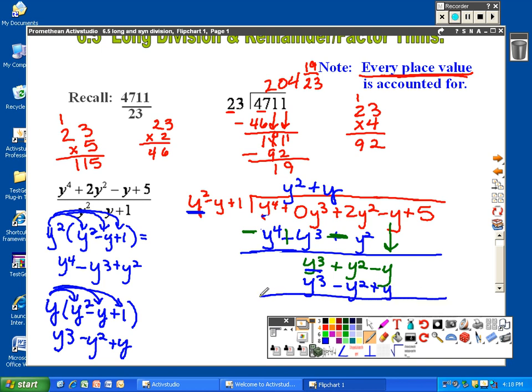And then I must subtract all of this. So subtract, add, subtract. Y cubed minus y cubed is 0. Y squared plus y squared is 2y squared. Negative y minus y is a negative 2y. And I bring down my 5 plus 5.